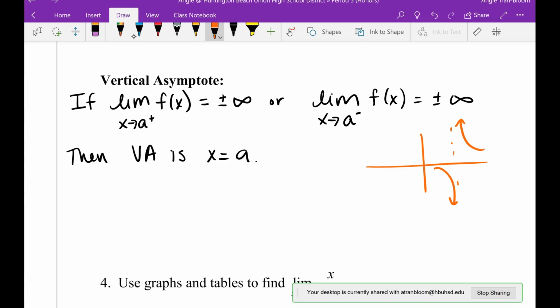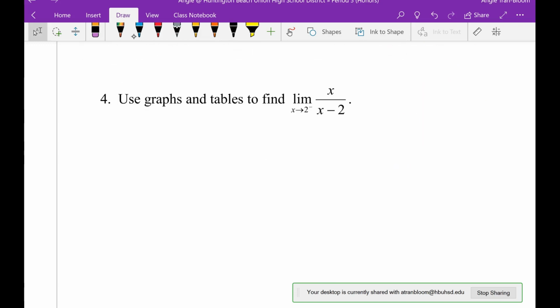So let's practice. Here we go. Use graphs and table, that means calculator, to find the limit as x approaches 2 from the left. So try it out. Make sure you know how to use a graphing calculator, right? Just in case, on test days they usually have calc and non-calc. What's happening to the graph as x approaches 2 from the left-hand side?